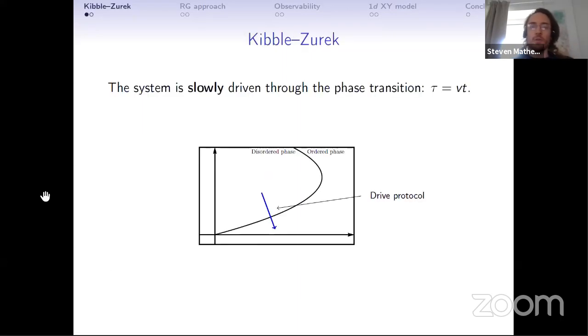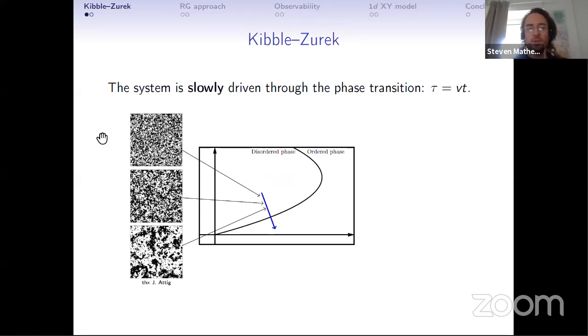Okay, so the idea with the Kibble-Zurek mechanism is that we want to dynamically drive a system across a phase transition. So I represent here a phase diagram with a critical line, and this blue arrow represents a trajectory in the phase diagram with a finite speed. So this tau variable is the distance to the critical line.